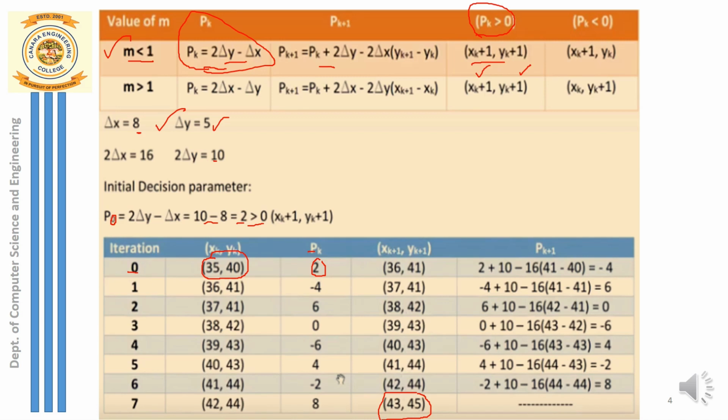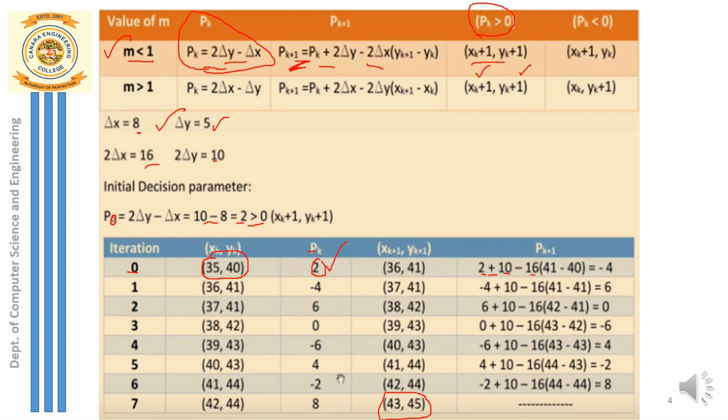And now do not forget to calculate our next decision parameter. Our formula says pk plus 1, that is p1, I'm going to calculate, which is equal to our previous decision parameter value. What is our previous decision parameter value that we have calculated? It is equal to 2. So substitute there, pk plus 1 is equal to 2 plus 2 delta y. What is 2 delta y? It is equal to 10. So 2 plus 10, minus, what is the formula? 2 delta x. What is 2 delta x? It's 16. We have pre-calculated everything.